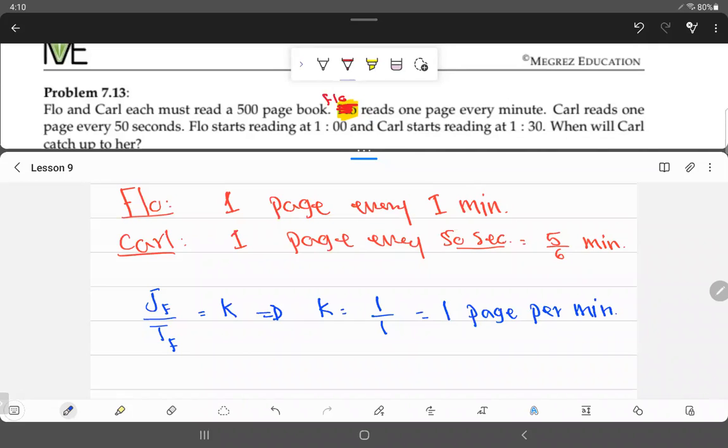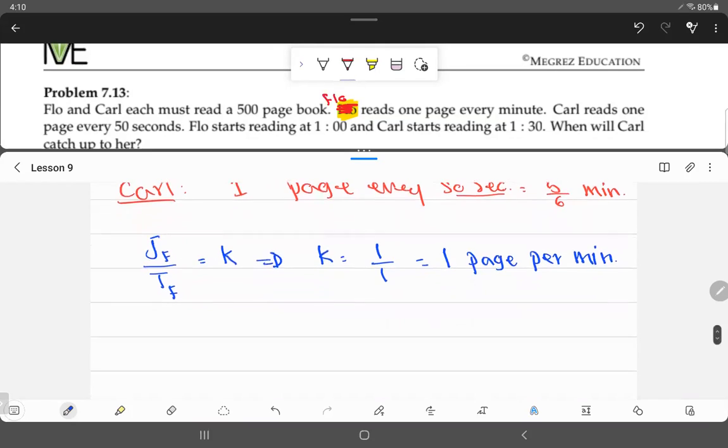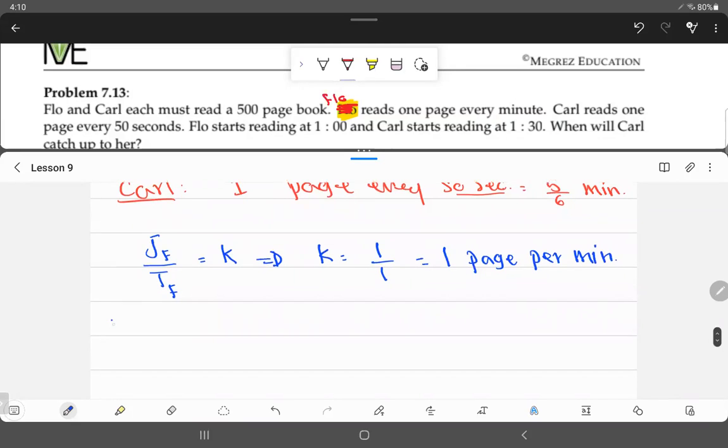But Flo started already earlier, so we need to know how many pages she has done at the beginning. We have 30 minutes there, right? So from 1 to 1:30, the time is 30 minutes.